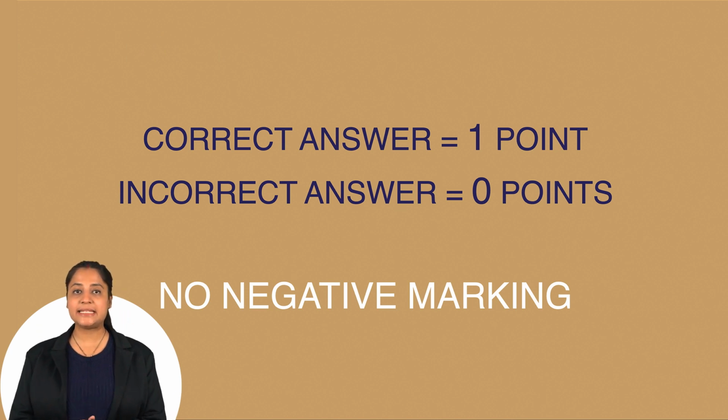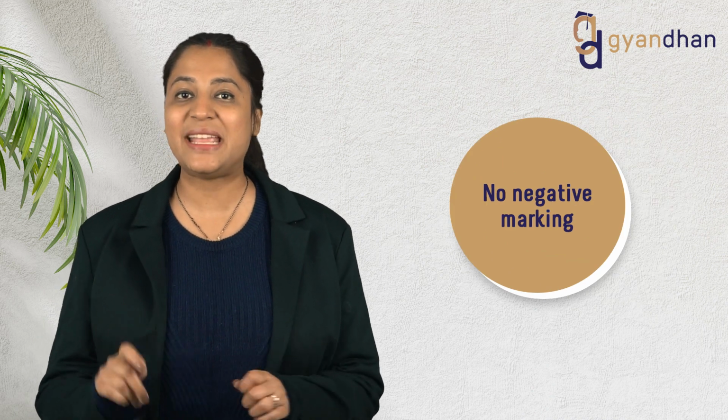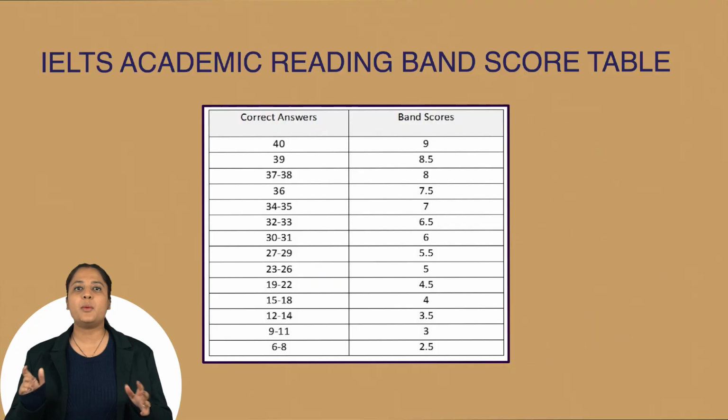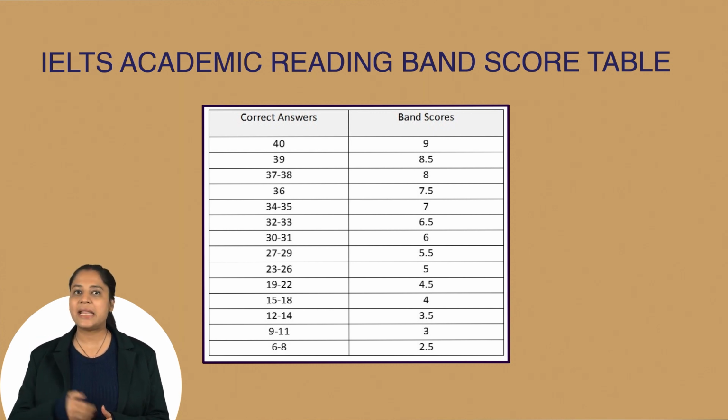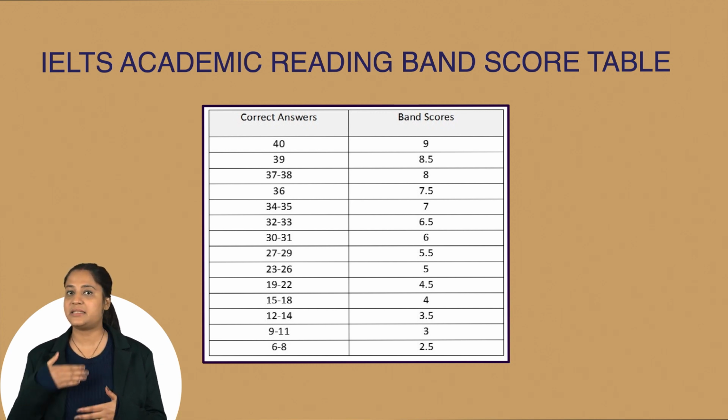Like in the listening test, in the reading test as well, you get 1 point for each correct answer and no points for an incorrect one. So for 40 questions, you would be marked out of 40. There is no negative marking, so please make sure you attempt all the questions. The points are then converted into band scores based on how much you score. Here is the band score table for academic IELTS reading. Please note that this table is different from the one which is used for grading the listening test.